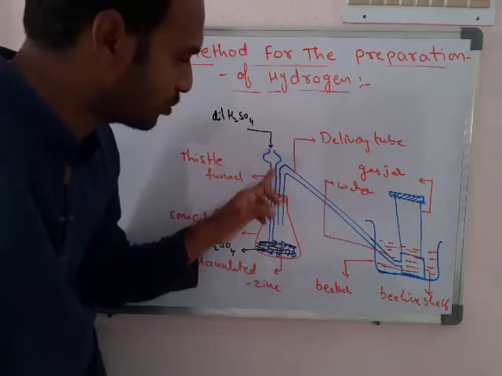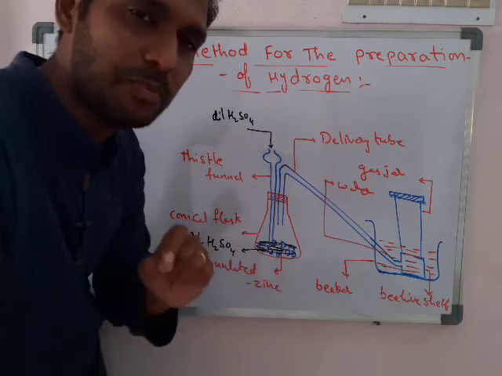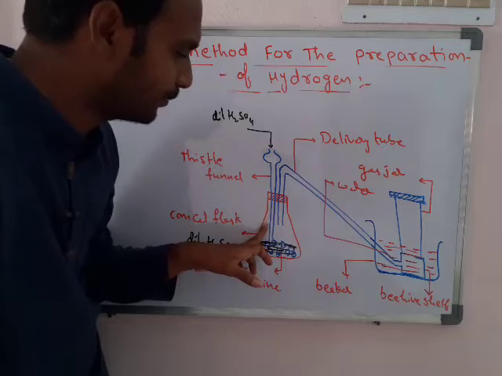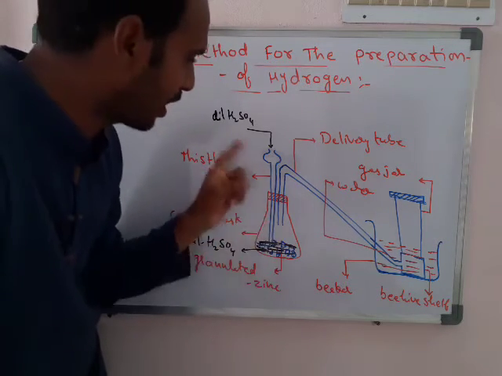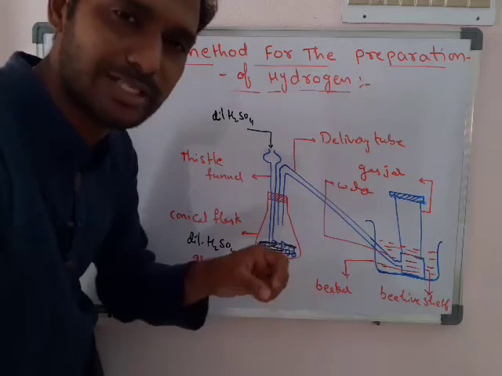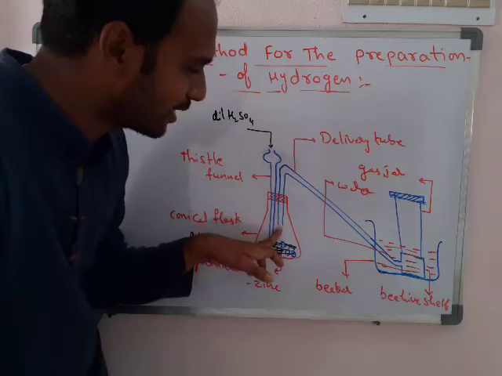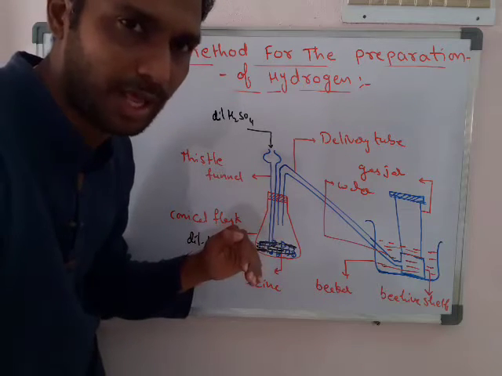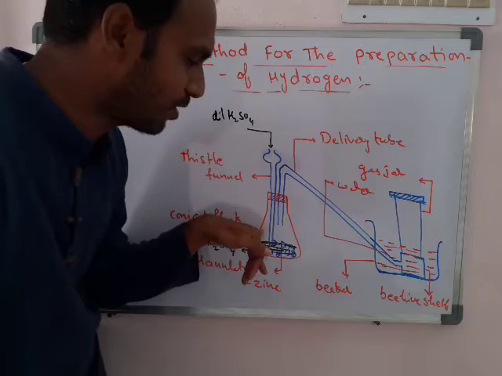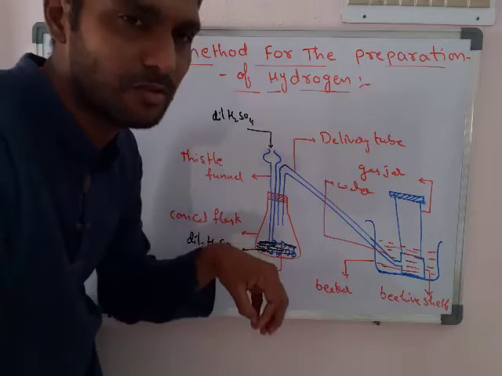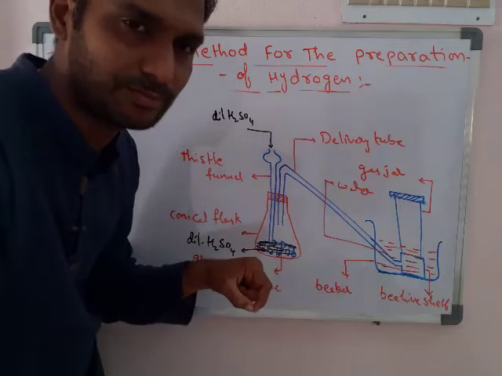Okay, through the thistle funnel we have to add H2SO4 to the zinc. Here the important thing: this thistle funnel must be deep in the solution. When we add sulfuric acid to zinc we will get the solution, so it must dip perfectly in the solution. Now the delivery tube must be a little higher. So the delivery tube should be at a height. The thistle funnel should be deep. The thistle funnel must be deep into the sulfuric acid solution.